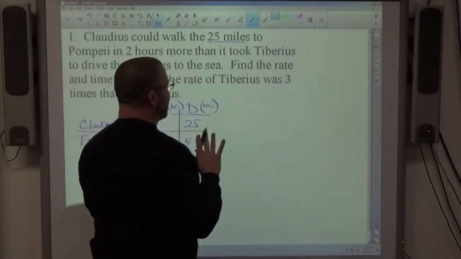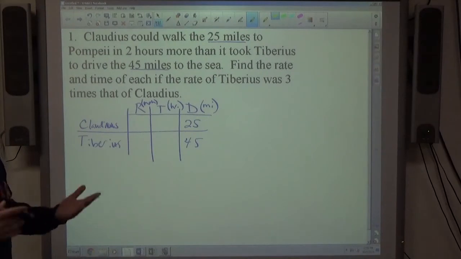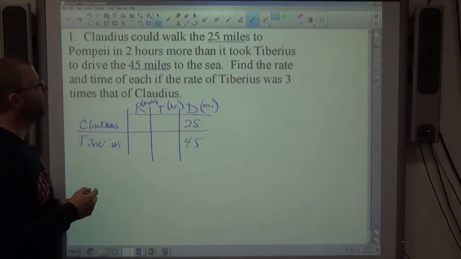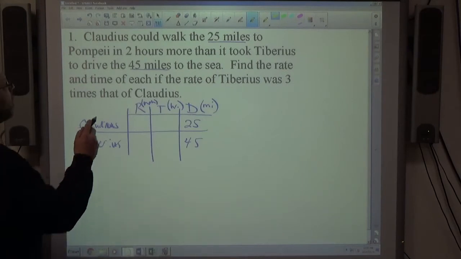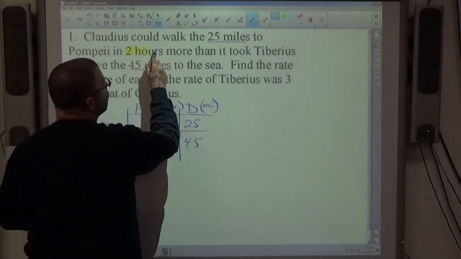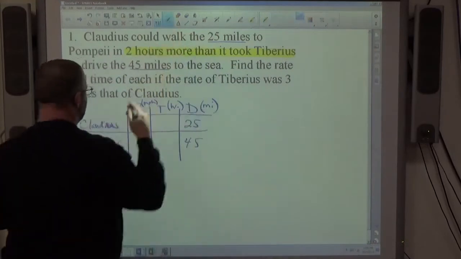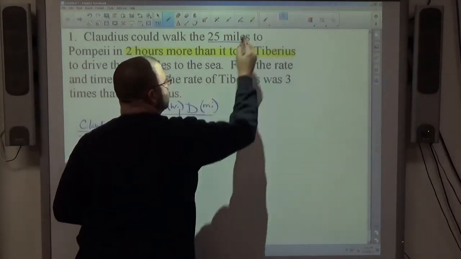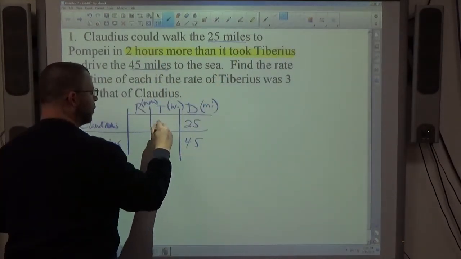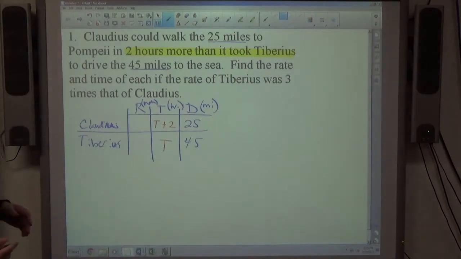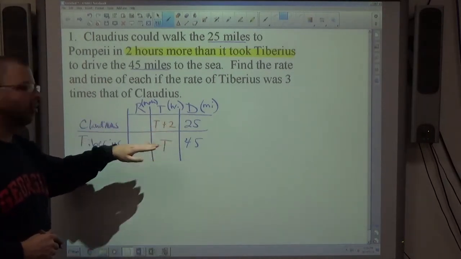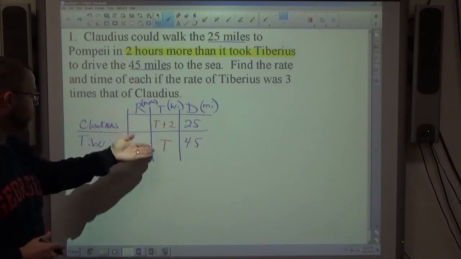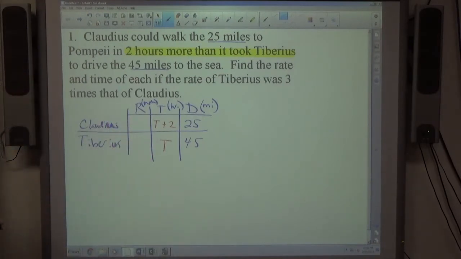What I'm looking for is, I'm allowed to use a variable for rate, a variable for time, but not more than one of each. And what I'm looking for is relationships in the rates and time. So Claudius is taking 2 hours more than Tiberius. Claudius is 2 more than Tiberius. So if Tiberius, let's say, is t, Claudius is 2 more than that, so t plus 2. The other option would be to make Claudius t, and then Tiberius be t minus 2, because if Claudius is 2 more, that means Tiberius is 2 less. Adding is always safer than subtracting, so I'd go with the addition one. So t for Tiberius, Claudius 2 more than Tiberius.